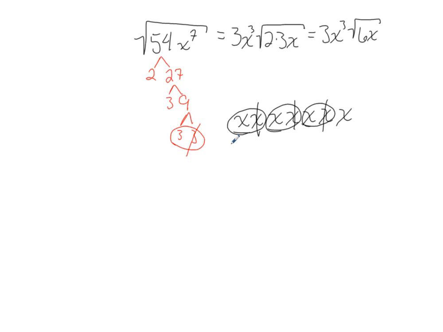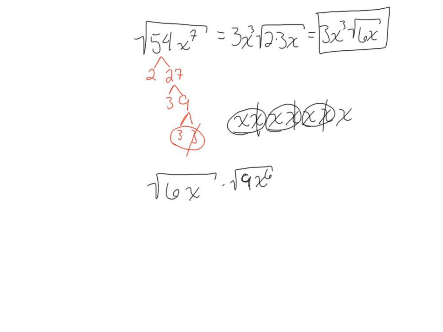Now, a couple of things about this. All we really did was split the square root of 54x to the 7th up into the square root of 6x times the square root of 9x to the 6th. Then we simplified. The square root of 9 is 3. The square root of x to the 6th is x cubed. And then the square root of 6x doesn't change. It's those properties of radicals that allow us to do that. So this is my final answer right here.